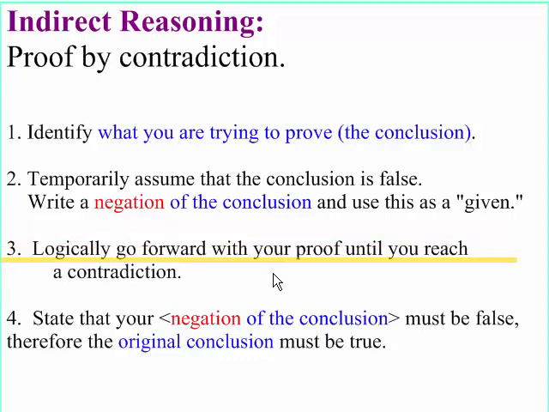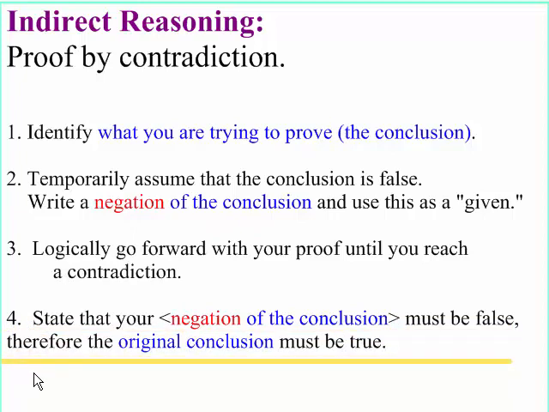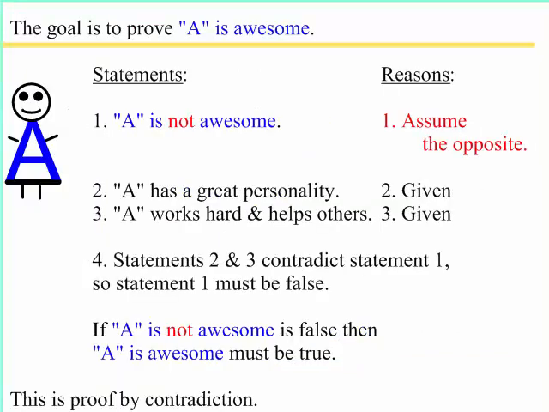and then you logically move forward with your proof until you reach an impasse, a contradiction. And so therefore, if you reach that contradiction, then what you assumed, the negation of the conclusion, must be false. So therefore, your original conclusion has to be true. So let's start out with a simple example. So let's try to prove that person A is awesome.